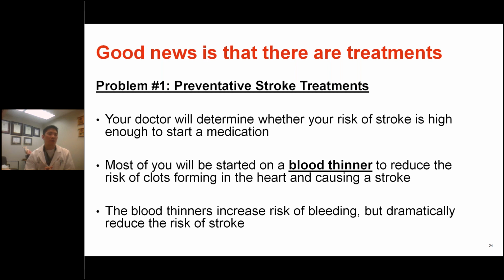If clots form in your heart and break off and float to the brain to cause a stroke, it makes sense that we thin the blood so that clots are less likely to occur. This makes the strokes much less likely. It's an excellent treatment to reduce the risk of stroke. And in fact, the blood thinner reduces the risk of stroke almost to the level of someone who does not have atrial fibrillation.